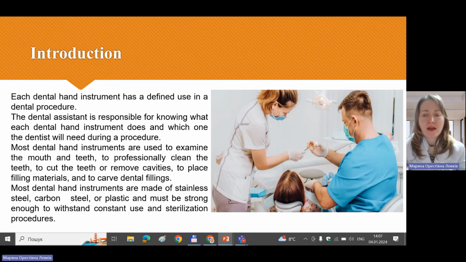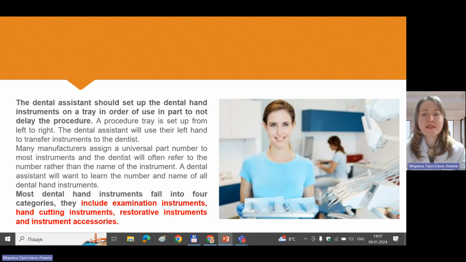Most dental hand instruments are made of stainless steel, carbon steel, or plastic and must be strong enough to withstand constant use and sterilization procedures. The dental assistant should set up the dental hand instruments on a tray in order of use, in part to not delay the procedure. A procedure tray is set up from left to right. The dental assistant will use their left hand to transfer instruments to the dentist. Many manufacturers assign a universal part number to most instruments, and the dentist will often refer to the number rather than the name of the instrument.